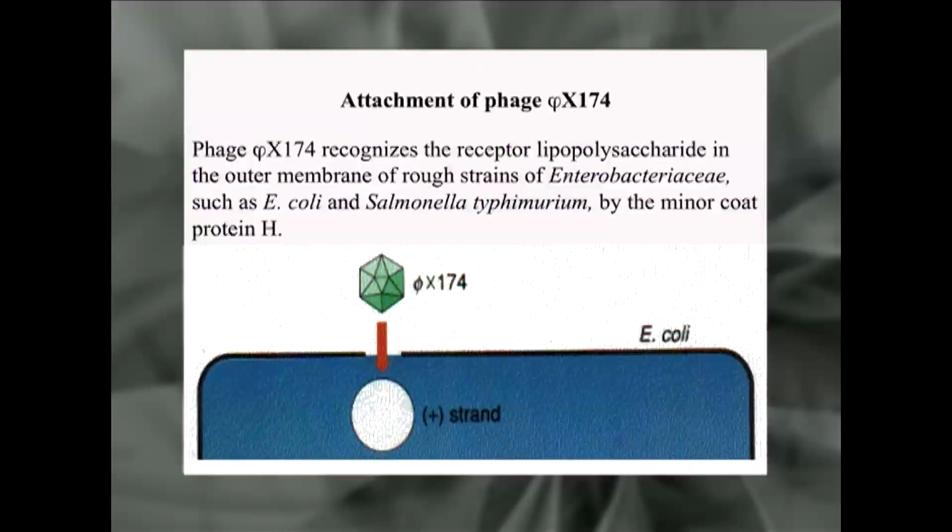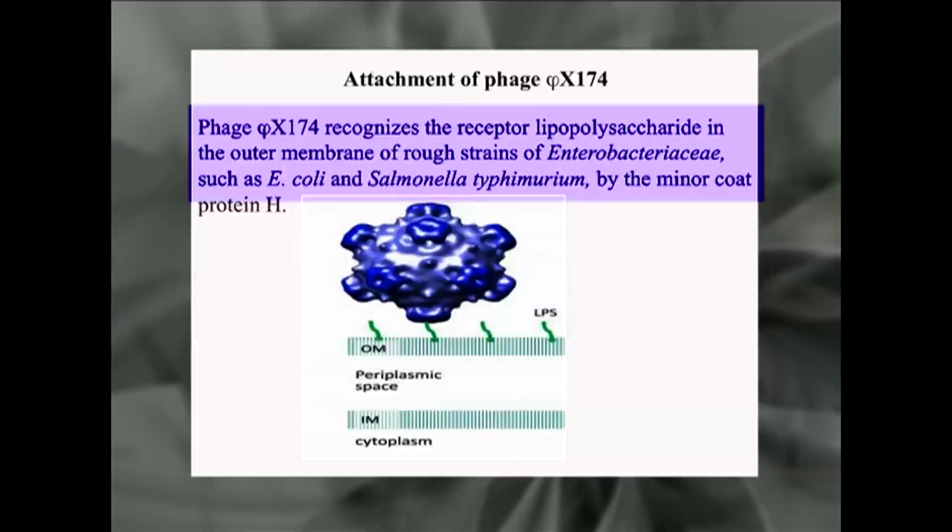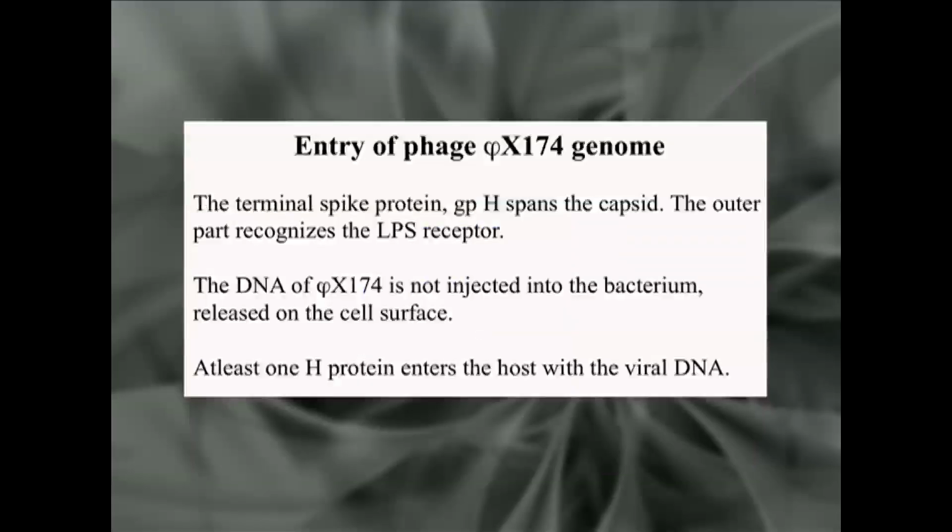Now, ΦX174 recognizes lipopolysaccharides present on Enterobacteriaceae; E. coli and Salmonella typhimurium are the hosts for ΦX174. And the minor coat protein H, which is present in the spike, acts as the ligand for the receptor. This H protein spans the capsid. Thus, a part of the H protein is present inside the capsid, a part outside the capsid.